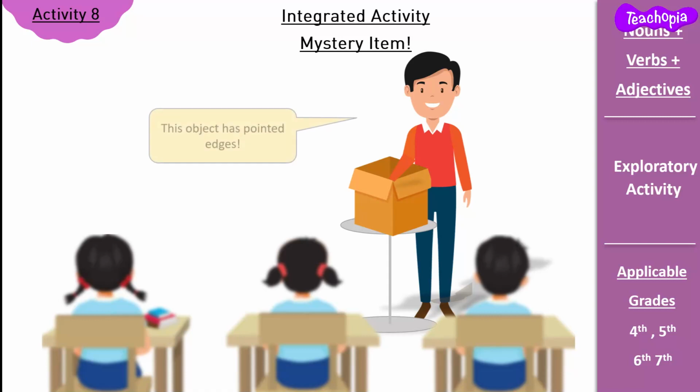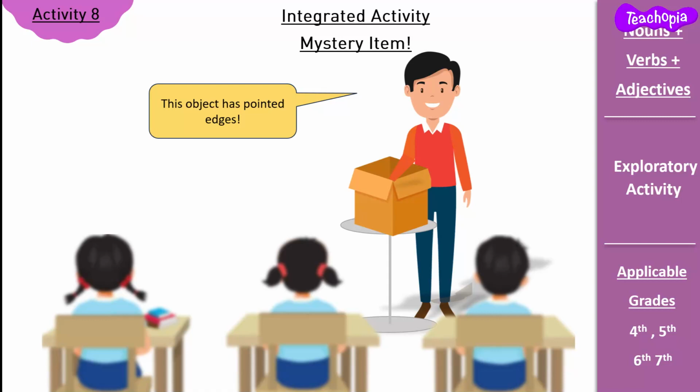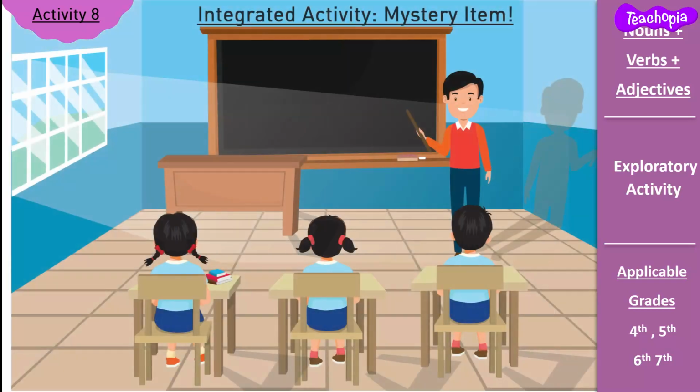Like, this item is soft. This item is long. This object has pointed edges. The learners must write these clues down in their notebooks along with their guesses about what the object is. They must not reveal or shout their guesses out loud.